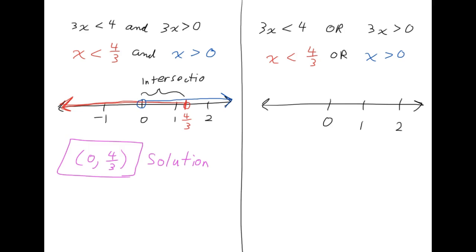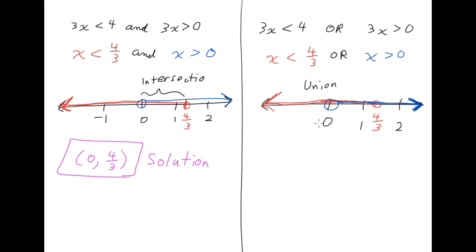and we'll do this in red. We've got our 4/3. Open circle, shading to the left, meaning it is less than. And we also have x is greater than 0. Open circle on that, big circle, and shading to the right, x is greater than 0. Now we're going to talk about the union. The union is everything that's shaded.